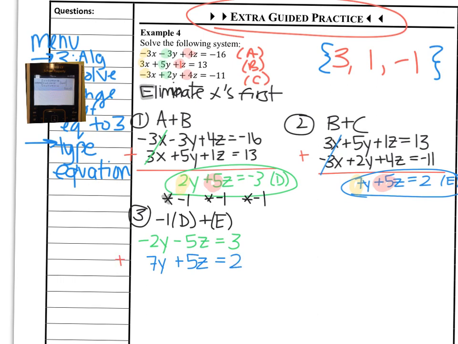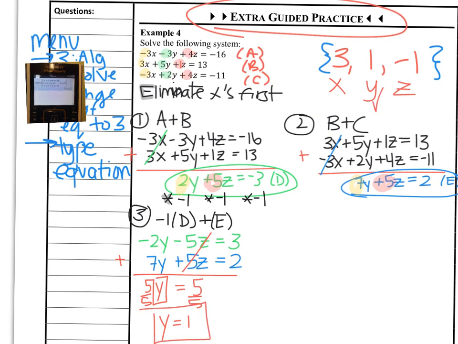And again, we add straight down. Okay, so adding these, we get 5y, the z's cancel, equals 5. When we divide by 5 to solve for y, to get y alone, we get y equals 1. Before I box it in, I want to double check back up here in my original answer. We had x is 3, y is 1, z is negative 1. So we got the y. That's a good thing. So I'm going to box it in. We're good there.